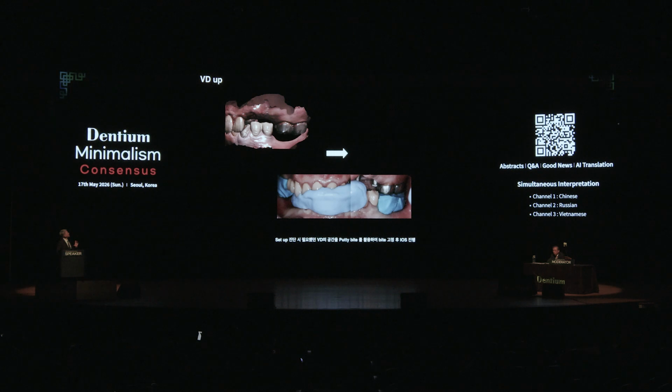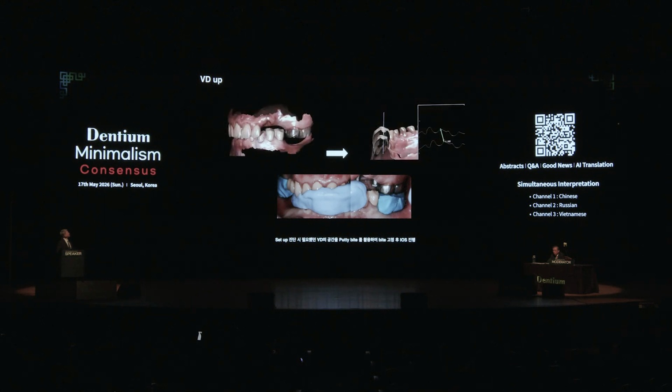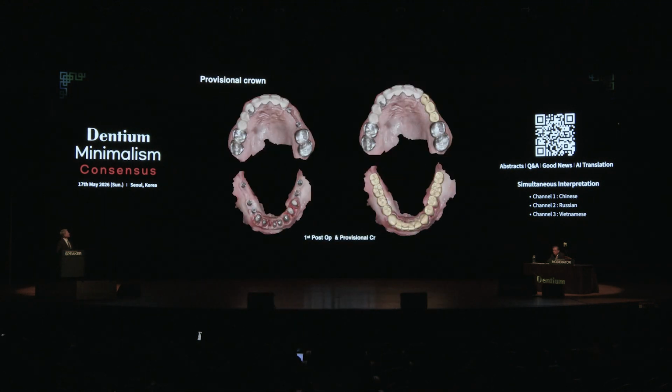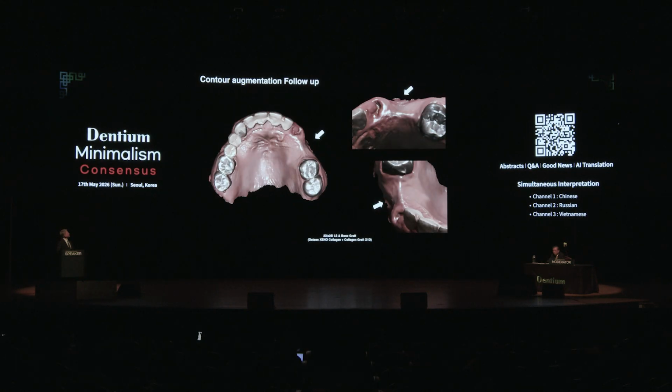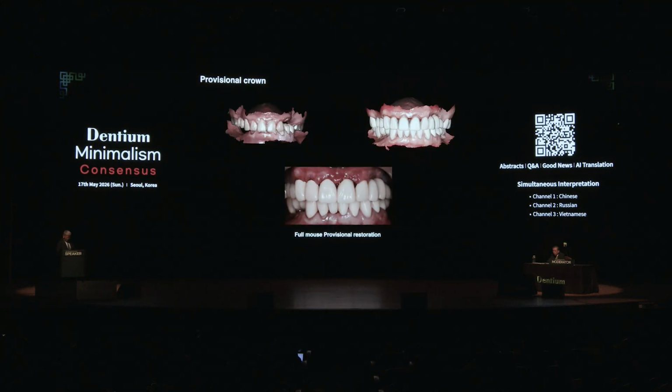With the bite increase in the virtual articulator and the virtual setups, and also in the intraoral scanning, we can see whether the soft tissue in the pontic area is labially augmented or not. And after the virtual setup, the temporary crown was pressed into the mouth.